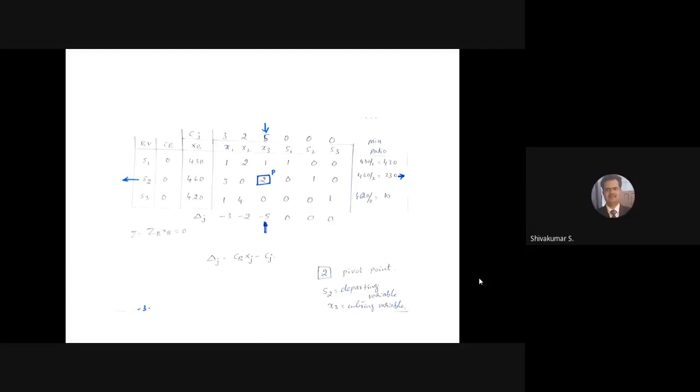Yes, sir. Okay. Now I have marked P there, 2. That is called the pivot point. The pivot point is the intersection of the minimum ratio value and the maximum negative value. Check out here, I have written something at the right side. 2 is the pivot point, S2 is the departing variable in the next table and X3 is the entering variable.